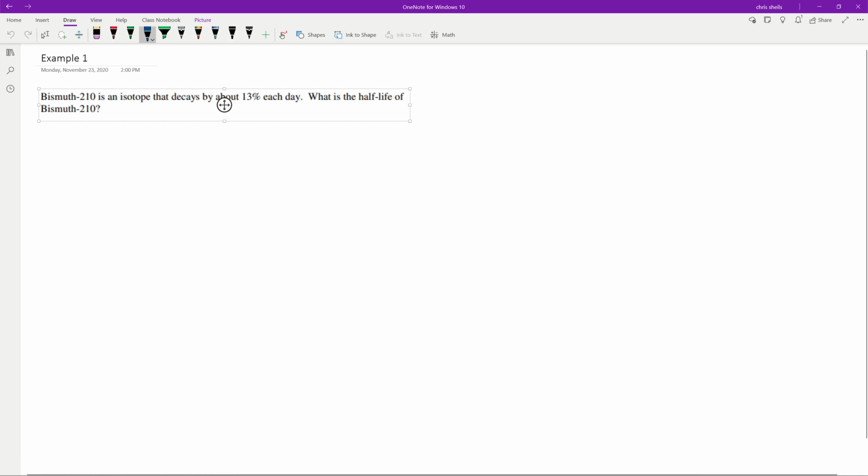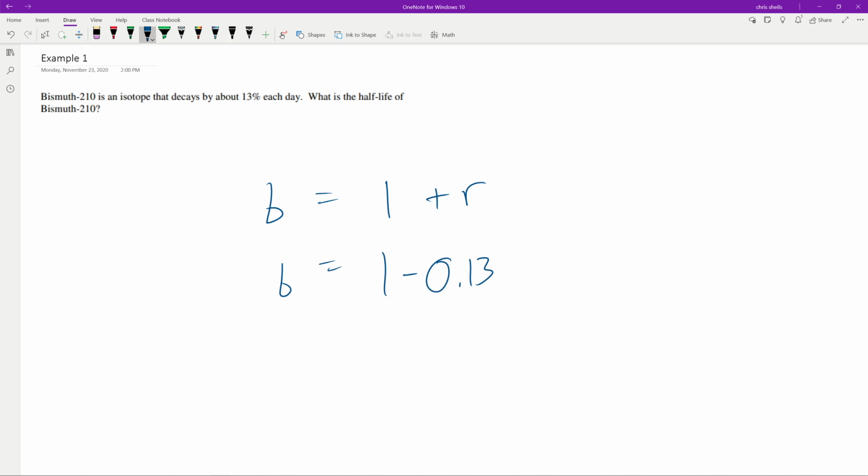Let's look at an example. Bismuth-210 is an isotope that decays by about 13% each day. What's the half-life of bismuth-210? Well, if bismuth-210 decays by 13% each day, then my daily decay rate is 13% or 0.13. So remember, I know that b is 1 plus r. We've discussed this previously. So it means that b is 1 minus 0.13, which is 0.87.